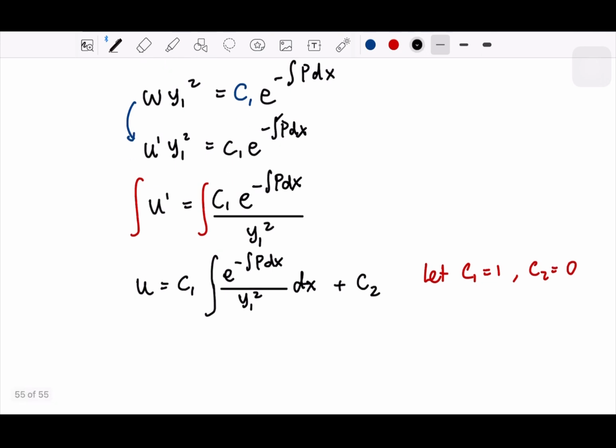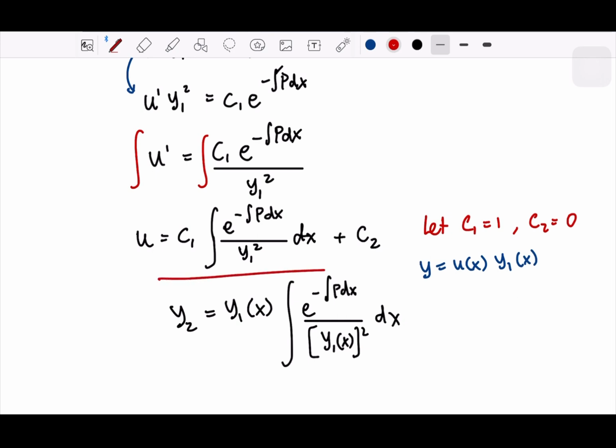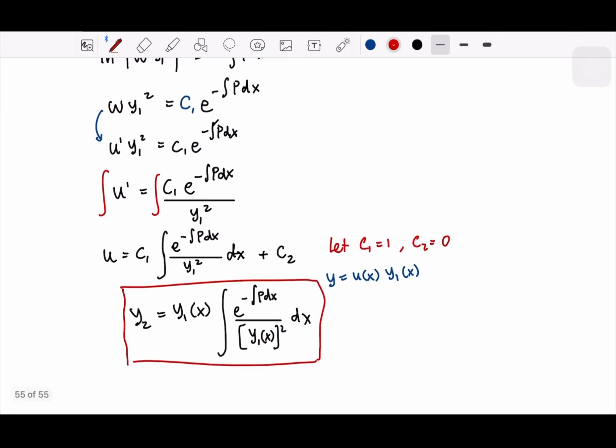So let me write, remember that y is u of x multiplied by y1 of x. So y2 is y1 of x multiplied by all this, with x like that, squared dx. Yeah, this is some kind of direct formulation. Okay?